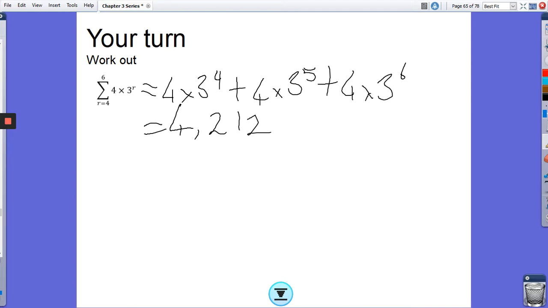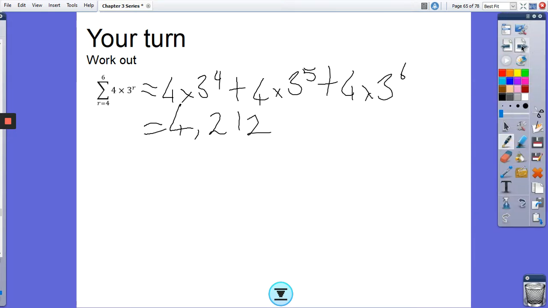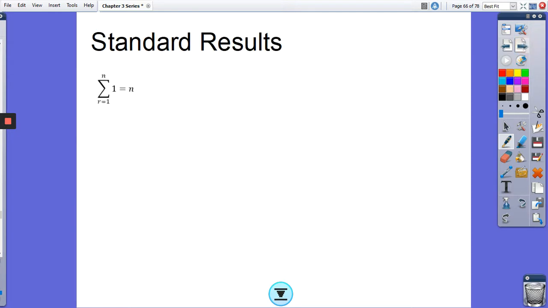Hopefully it's some weird notation, but it's quite straightforward once you get your head around it. Talking of standard, there's a nice link there. We're going to have a look at a couple of standard results now, results to do with sigma notation that you should just know.